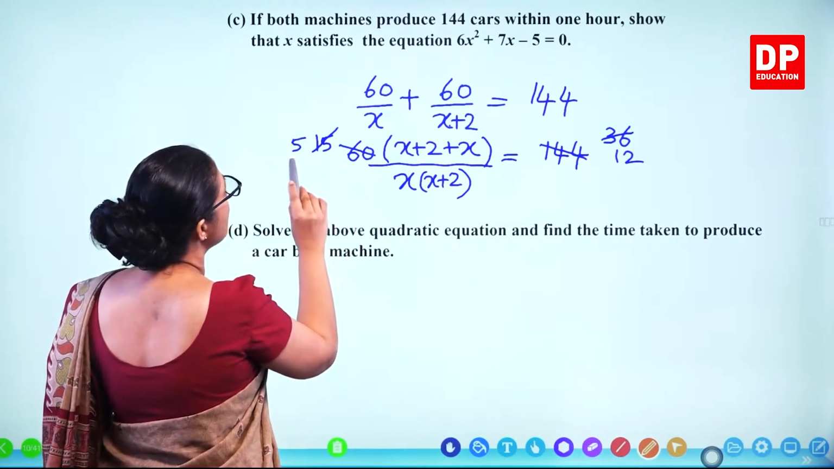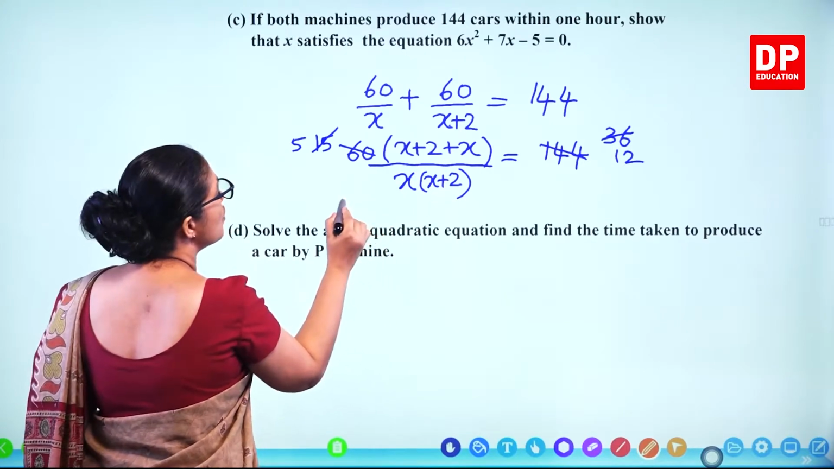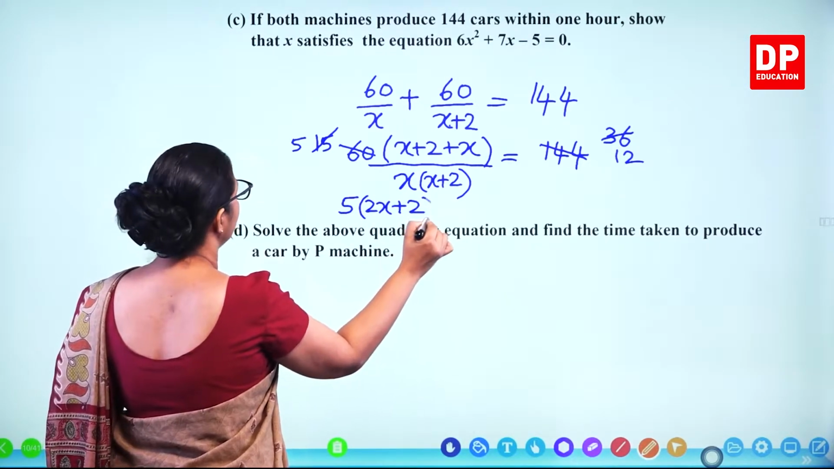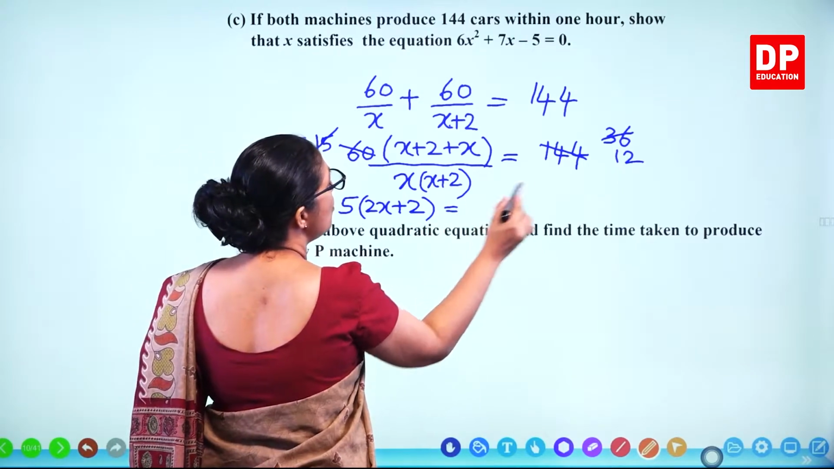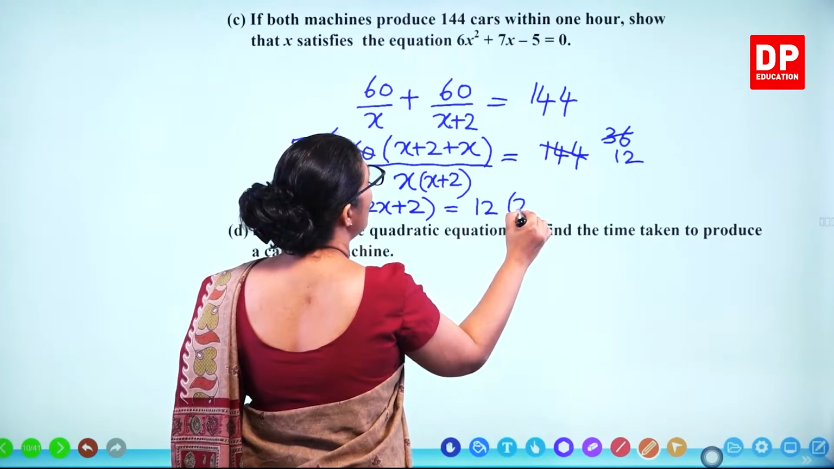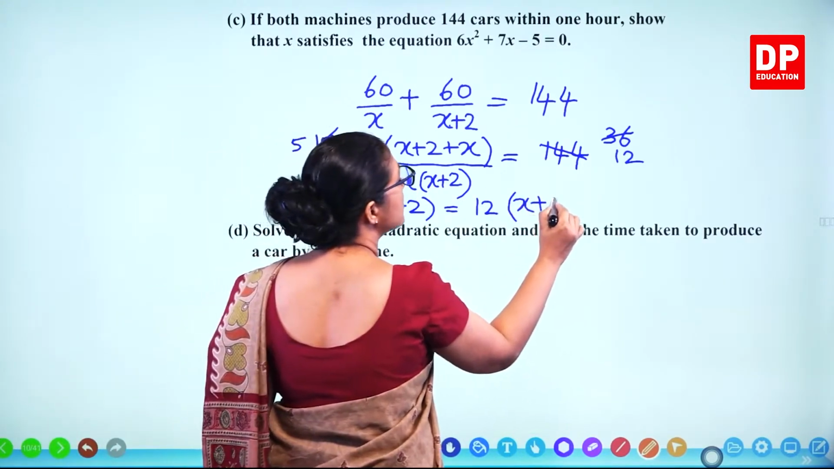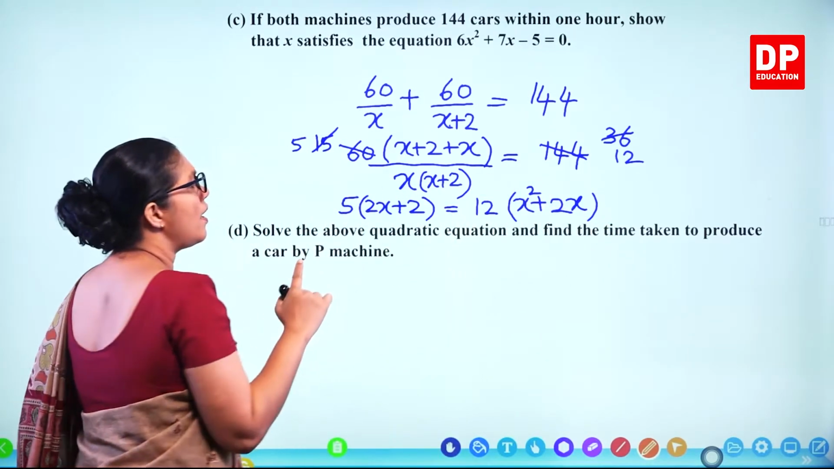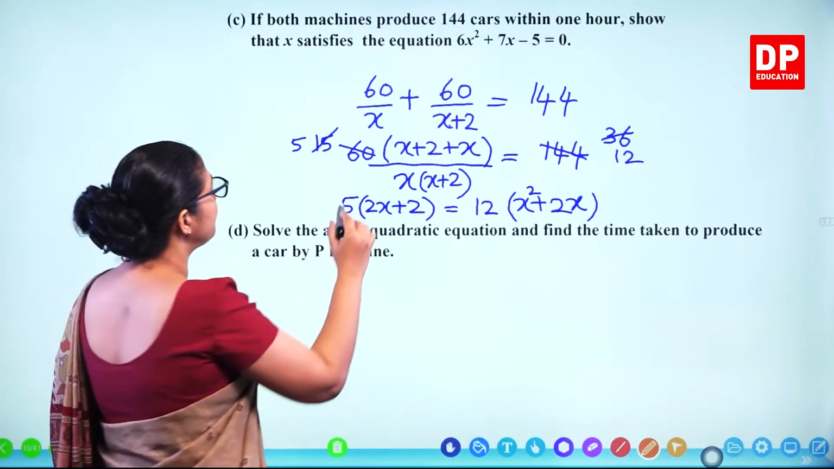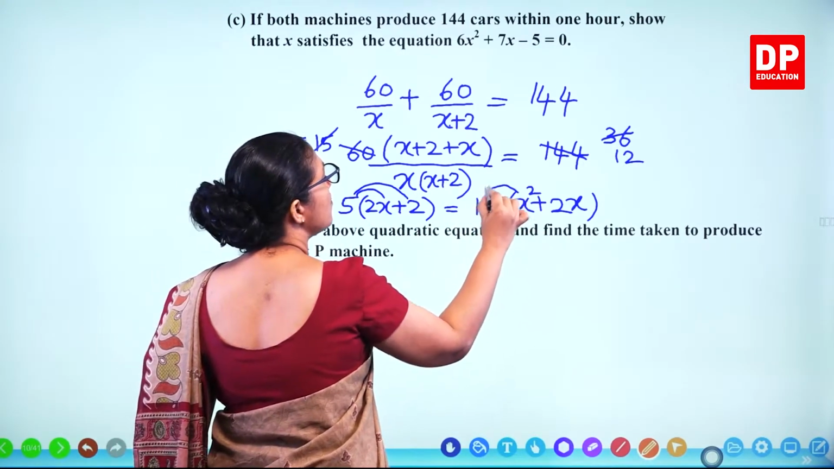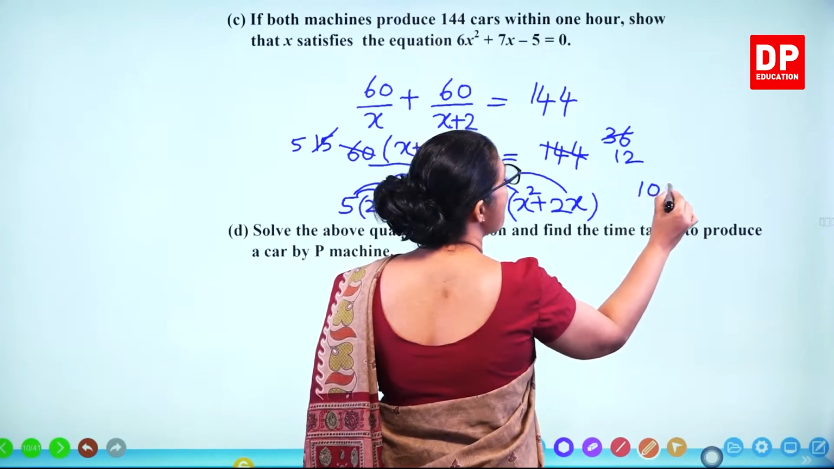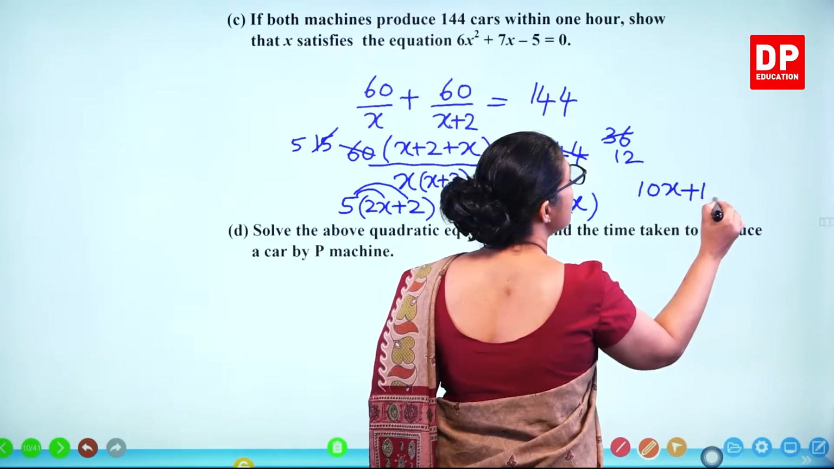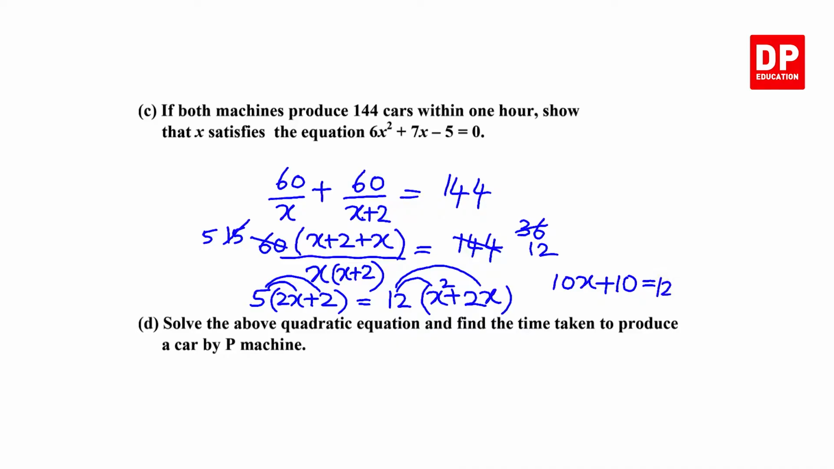Cross multiply. What do you get? 5. So this is 2x plus 2. So 5 into 2x plus 2, is equal to 12 into x squared plus 2x. Then you can multiply there. What's the final answer? 5 times 2, 10x. 5 times 2 is 10, is equal to 12x squared and 12 times 2, 24x.